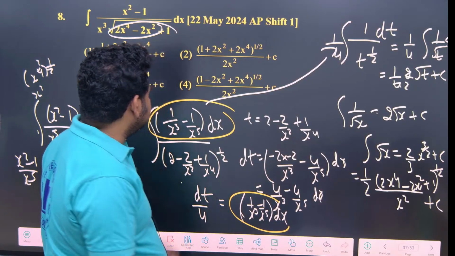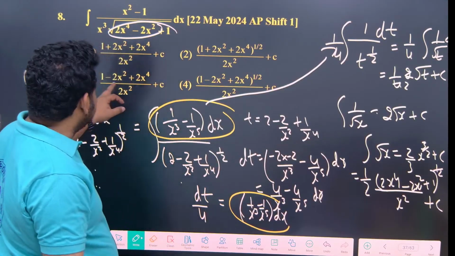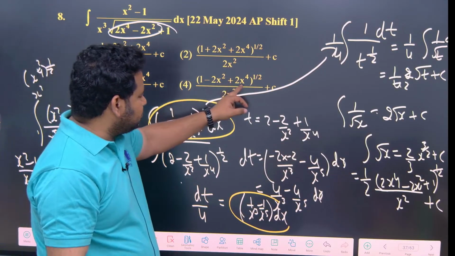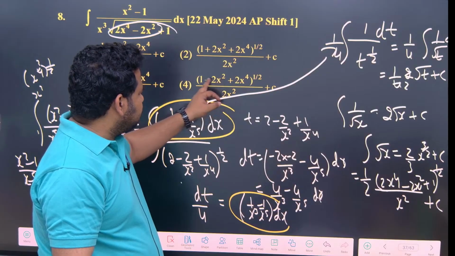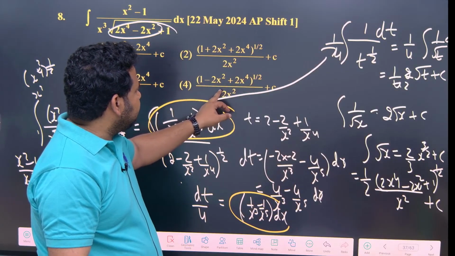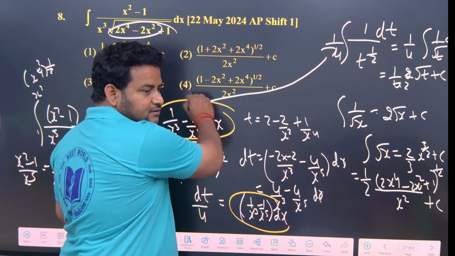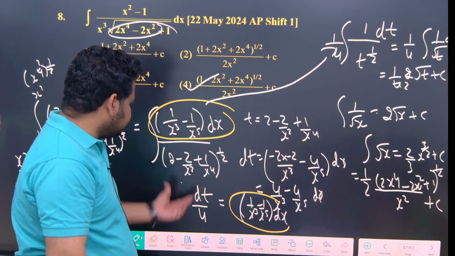So which option? Fourth option. See here. This is 2x power 4 minus 2x square plus 1, to the power of 1 by 2, by 2x square plus c. That is the fourth option. That is correct. Understood everyone? Otherwise you can take LCM here.